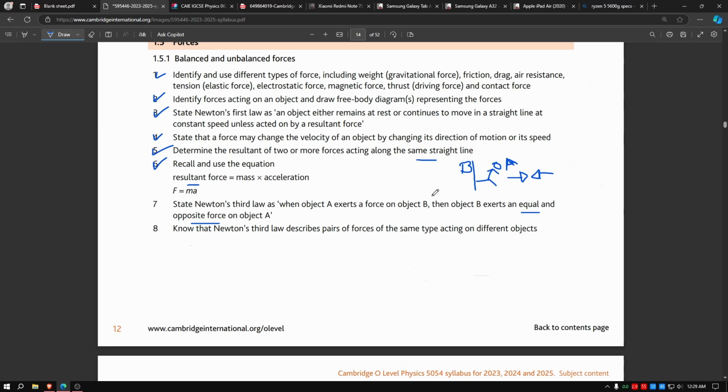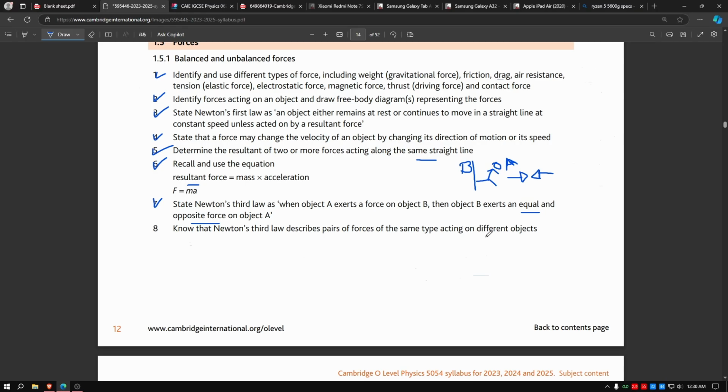So we understood that two objects provide equal and opposite forces on each other, and this alone is called Newton's third law. Equal and opposite reaction you might have heard in earlier classes in physics. So this is all on point 7, and point 8 would be to know that Newton's third law describes pairs of forces of the same type acting on different objects.